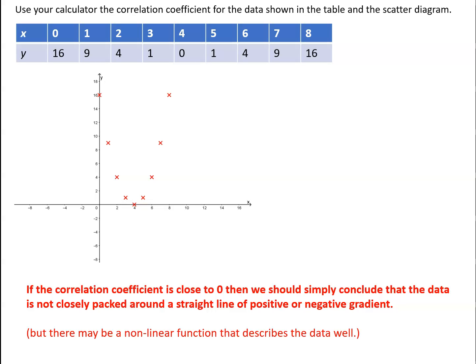This set of data actually has a correlation coefficient of 0. But clearly, if you look at the data points, the points lie on a curve. They actually lie on a parabola. So if the correlation coefficient is close to 0, then we simply conclude that the data is not closely packed around a straight line of positive or negative gradient. There may well be some non-linear function that can be used to describe the data.